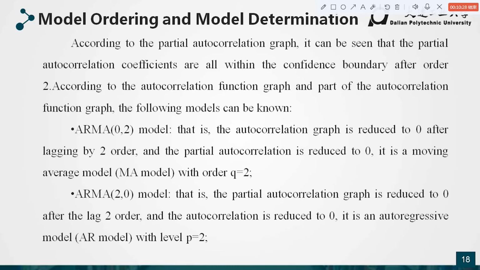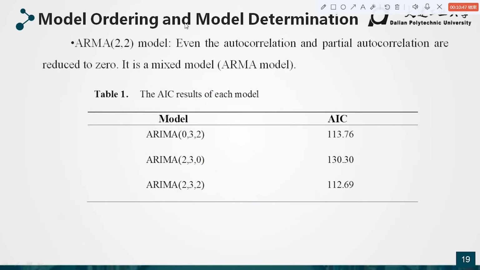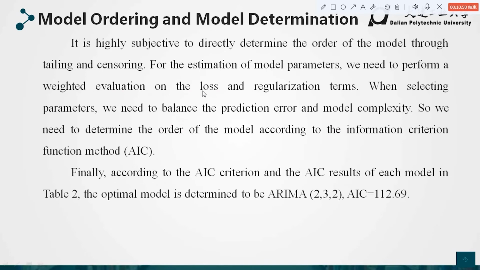According to the autocorrelation function graph and partial autocorrelation function graph, the following models can be known: ARIMA 0, 2 model, ARIMA 2, 0 model, ARIMA 2, 2 model. We need to determine the order of the model according to the AIC method. Finally, according to the AIC results of each model in Table 2, the optimal model is determined to be ARIMA 2, 3, 2. AIC is 112.69.